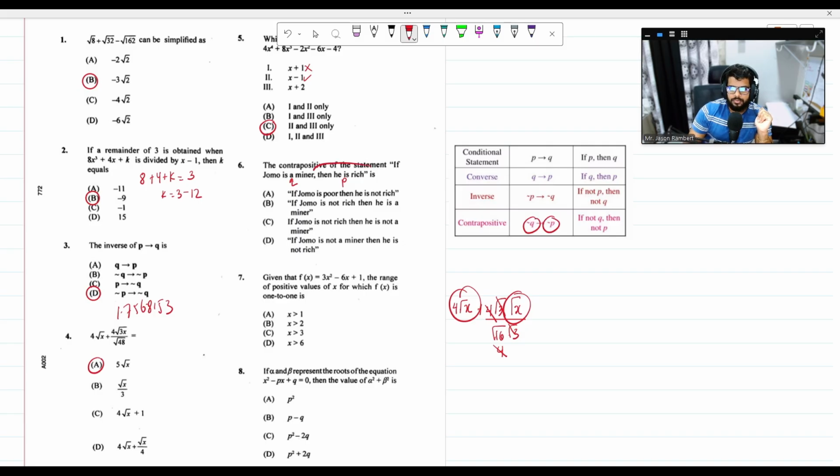The contrapositive is not Q, then not P. So not Q is going to be if he is not rich. But we're talking about Jomo here. So if Jomo is not rich, then he is not a minor. So this can work. If Jomo is not rich, then he is not a minor. Part C.